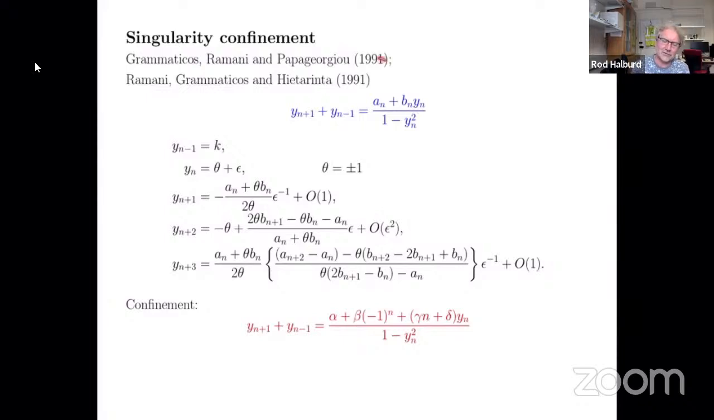So this goes back to Grammaticos, Ramani, and Papageorgiou for the description of the method, and then the actual discovery of many discrete Painlevé equations was in this second paper. So the basic idea here is that you want to look at what happens when you iterate equations through a singularity. So here you can imagine if you're going from finite values, you'll hit infinity if you hit the value +1, -1.